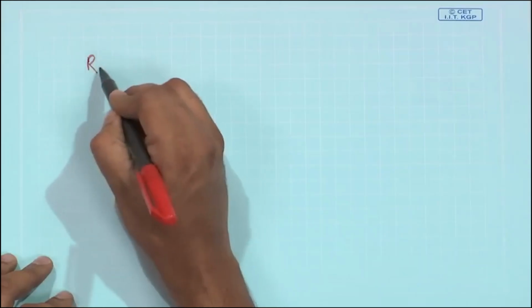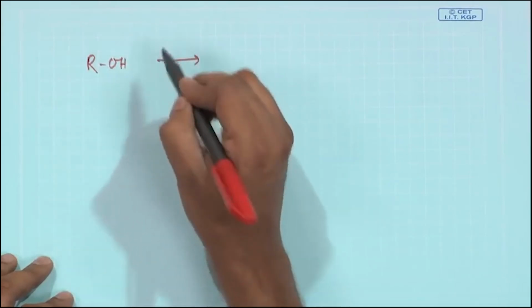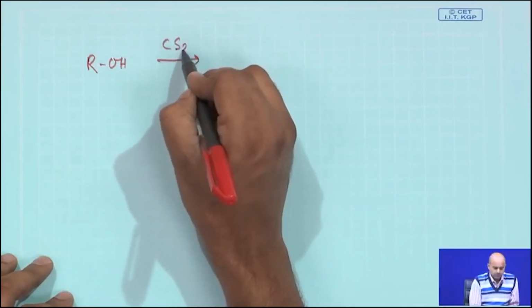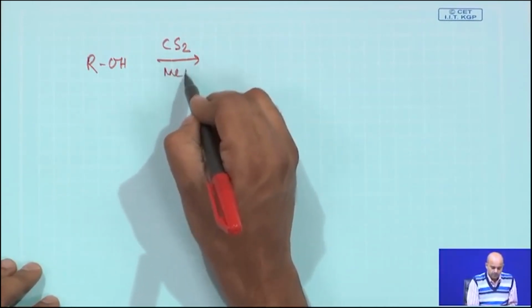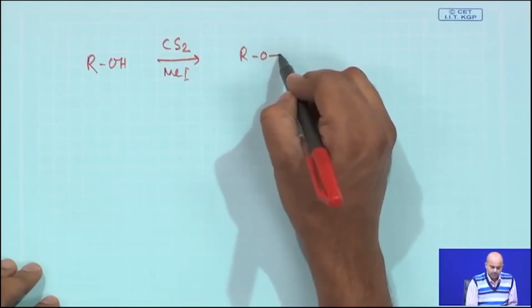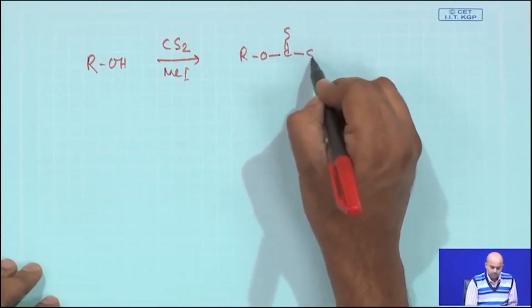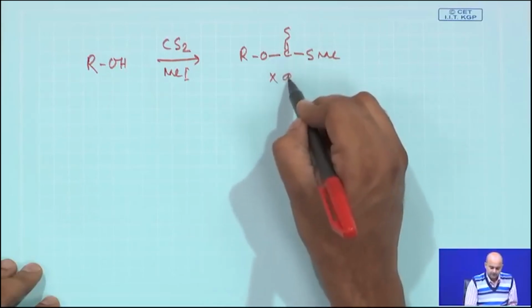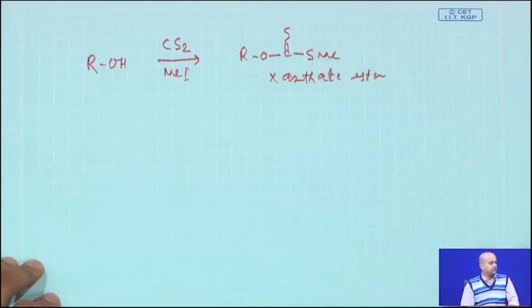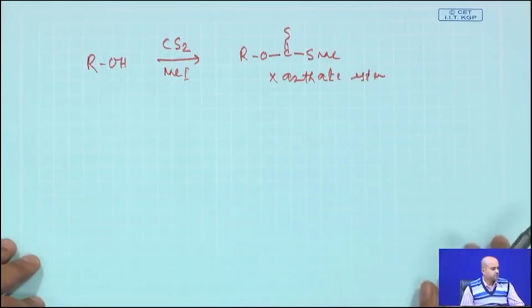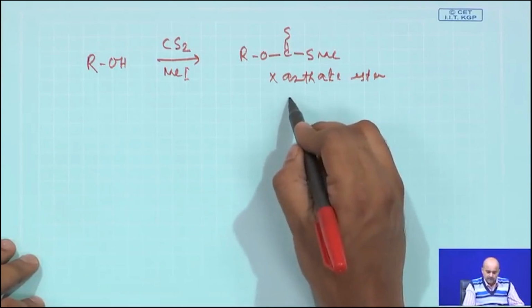Now, in the Barton-McCombie reaction, what is the main step? So, you will find that if you have an alcohol, you first react with carbon disulfide and then you react with methyl iodide. So, basically you get this kind of xanthate ester. Now, this xanthate ester is then subjected to radical fragmentation.